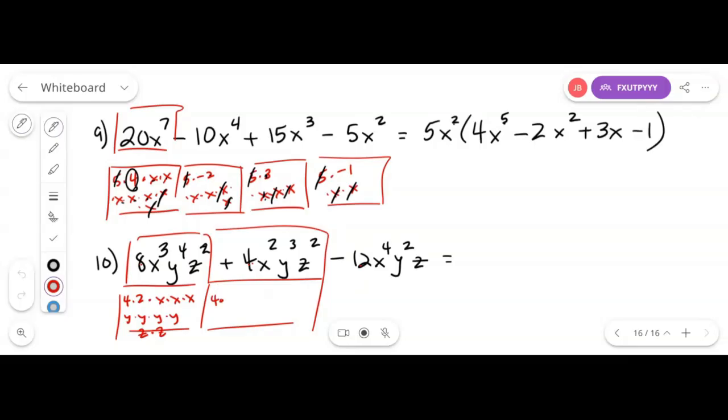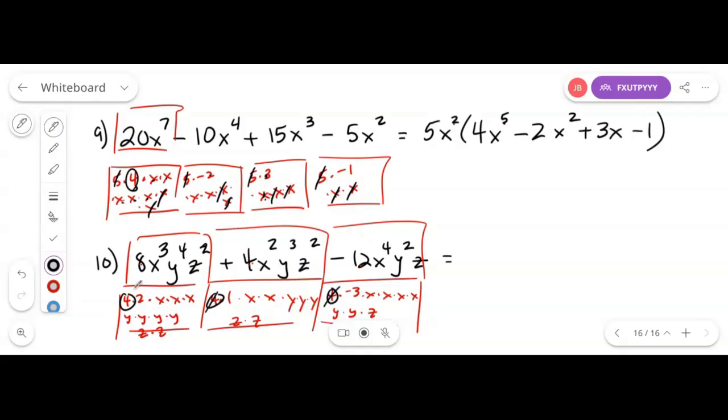I have 4 times 1, because I'm going to take that 4 out. Got to be something left there. And I've got x times x. I got y times y times y. And I have z times z. 4 times, well, to get negative 12, I have to have a negative 3. x times x times x times x times y times y times z. 4, 4, 4. 4 can divide out.